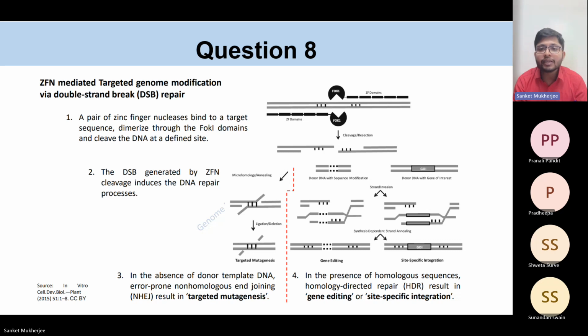The double stranded break, once generated because of that cleavage, induces the DNA repair process. Now you know how DNA repair processes happen. If there is a homologous strand, then there will be homology directed repair. And if there is no homologous strand, then there will be non-homologous end joining. You have already studied about it in the DNA repair part earlier. So that would be all for today.